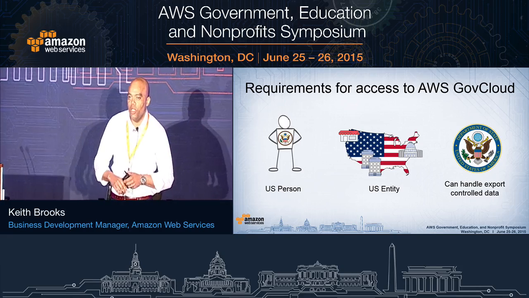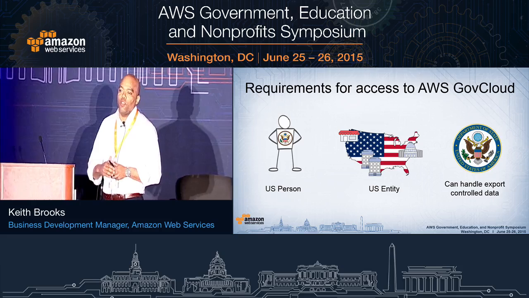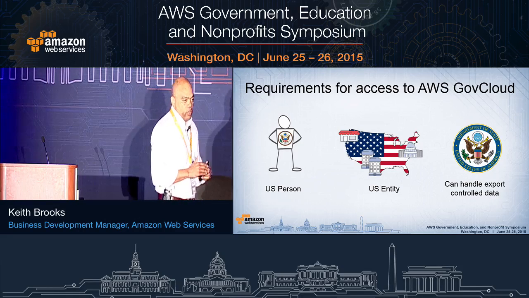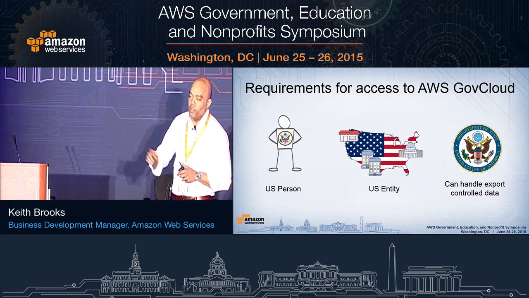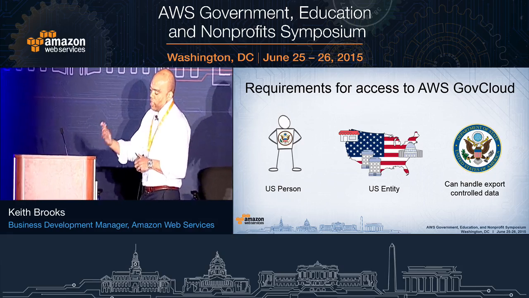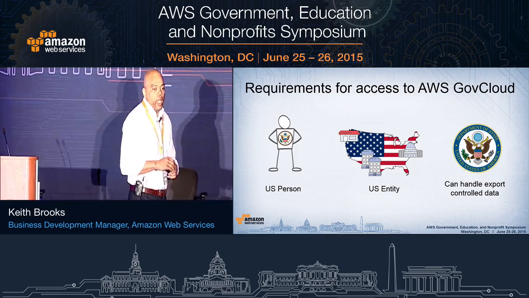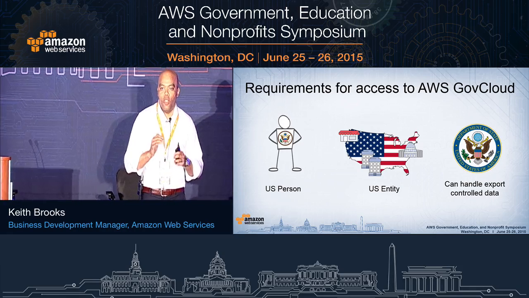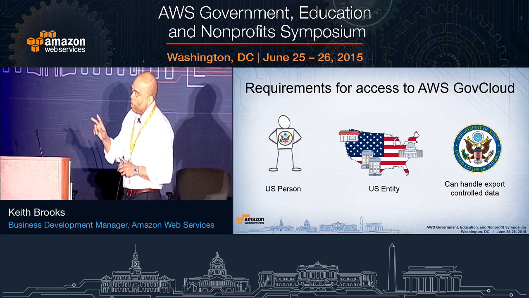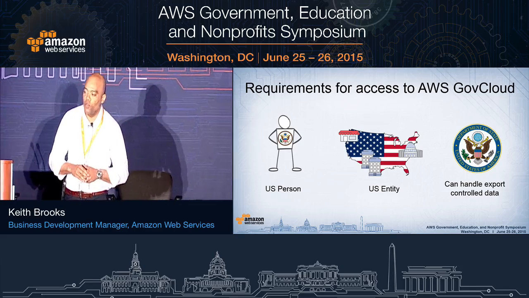Second major requirement is the entity, corporation, or organization that that person works for has to be a U.S. entity, right? So you have to be a U.S. entity on U.S. soil before you can be granted access to the GovCloud region. In certain cases where it's a technology vendor or perhaps a consulting company that may be owned by a foreign entity, the person has to be working for the organization that's the independent subsidiary that's based in the U.S. You have to meet those 2 fundamental U.S.-based requirements before you can be granted access to the region.